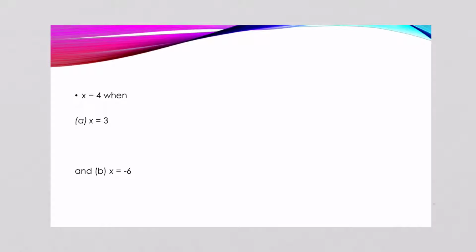Okay, so now we're going to solve for x minus 4 when x equals 3. So I'm going to put 3 in where I see x. And what is 3 minus 4? It's negative 1. The next part, I'm going to let x equal negative 6. So I've got negative 6 minus 4. Remember, you can do change, but I have to change that sign. So now we have negative 6 plus negative 4, which is negative 10.